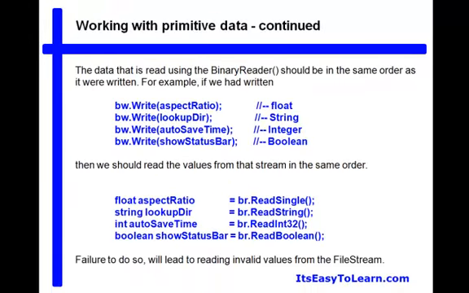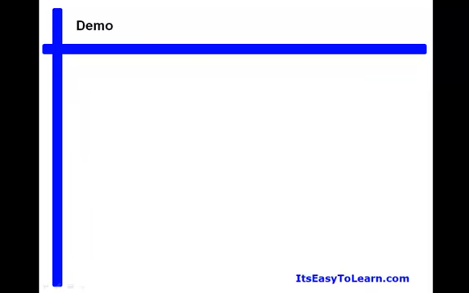Okay, so we had a float, string, integer and a boolean. We passed to the write method a float, string, integer and a boolean, and again we should read it in the same order. Okay, let's look at this example now.